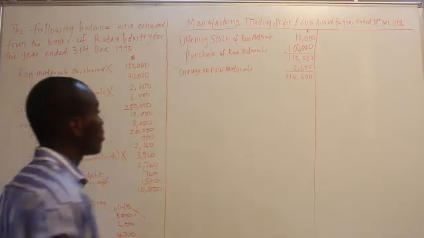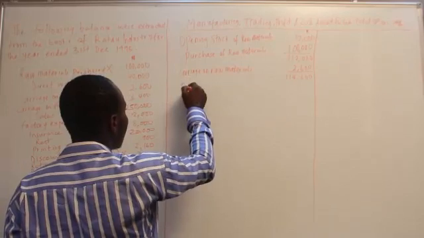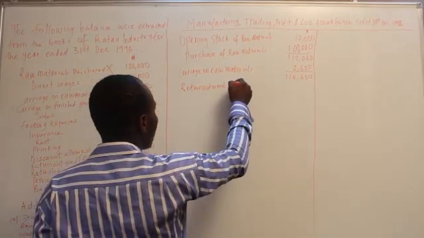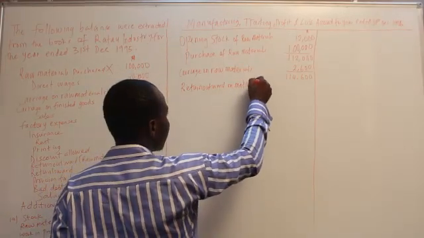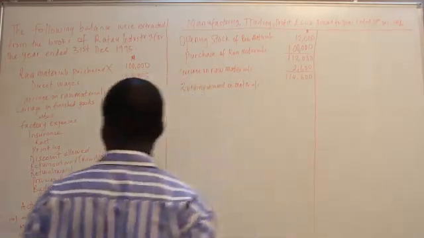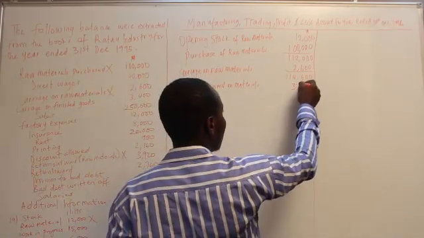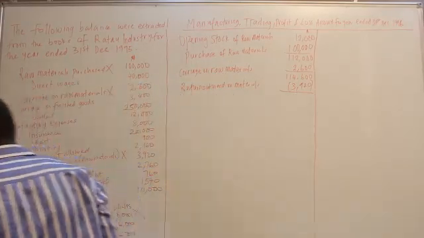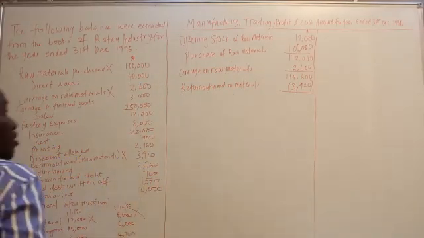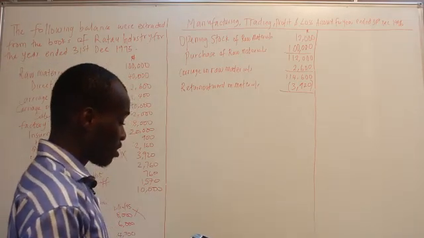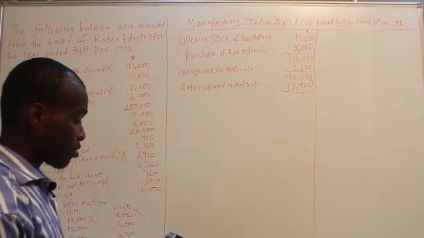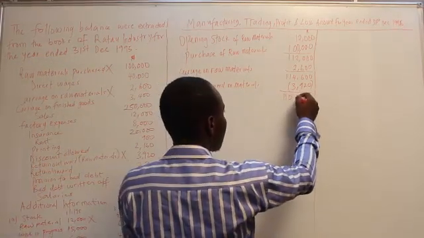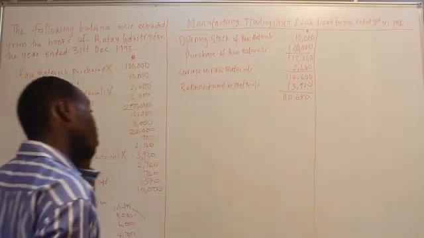The next thing is the returns outward on raw materials. We have to deduct that. So let's write returns outward on raw materials, to make it short, and that gives us 3,920. So we have to less that. To the calculator, we have 114,600 minus 3,920, so we have 110,680.